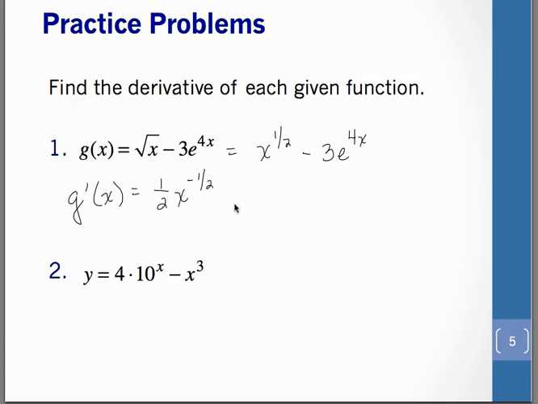Now with the other one, remember the 3 stays put for now. Now we have to do the derivative of e to the 4x. So that's going to be e to the 4x, but then we have to multiply by the derivative of the exponent, which is just 4. So in the end, our answer is 1/2 x to the negative 1/2 minus 12e to the 4x.